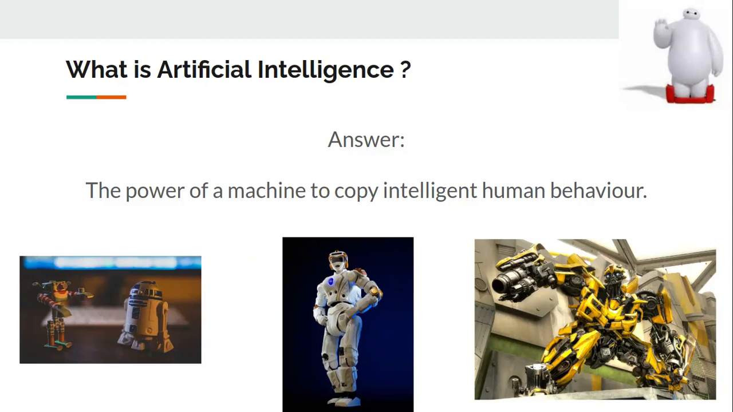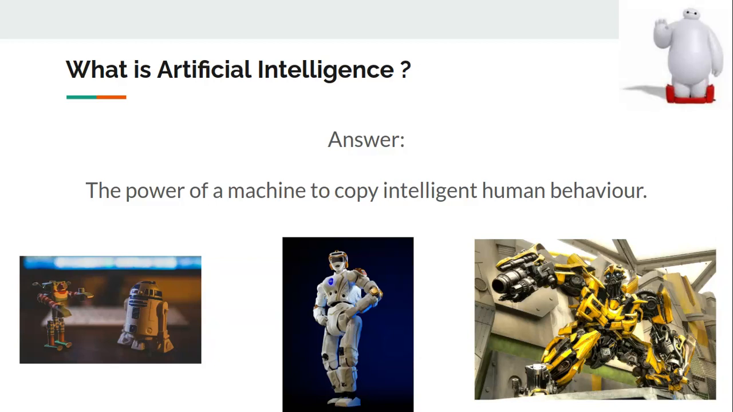There are some diagrams here of some things that we are versed with. The first one, I think, is Star Trek, or I don't remember the movie, but there's this particular device that was there, and the one in the middle is a robot that does the chores of a human being and thinks like a human being, and everyone remembers Transformers.